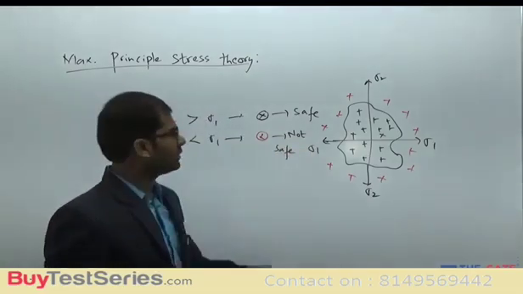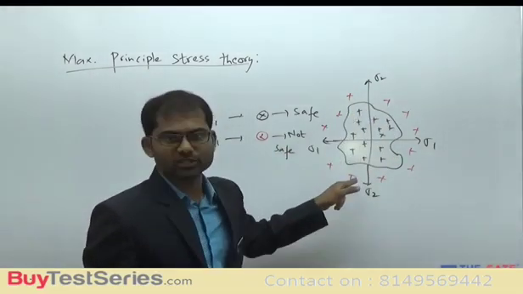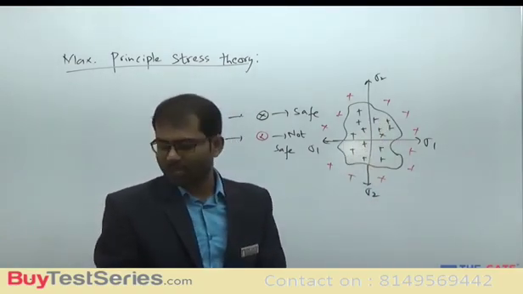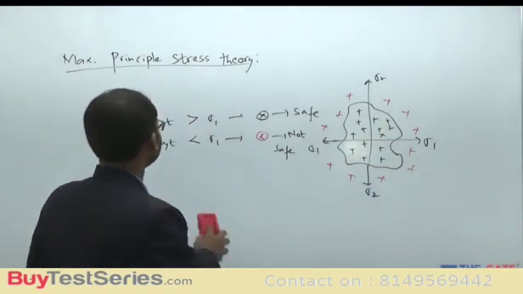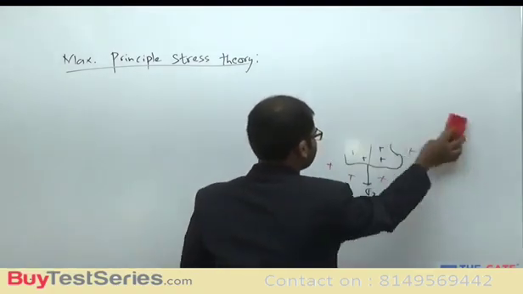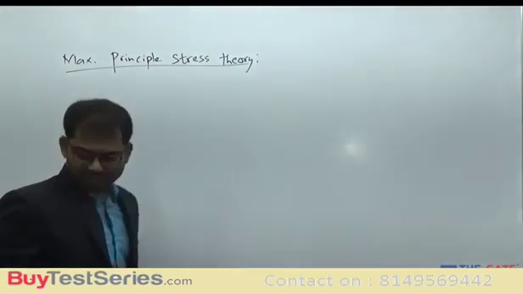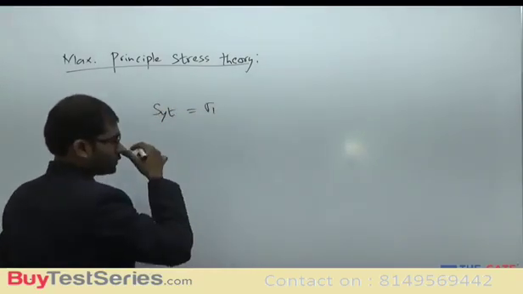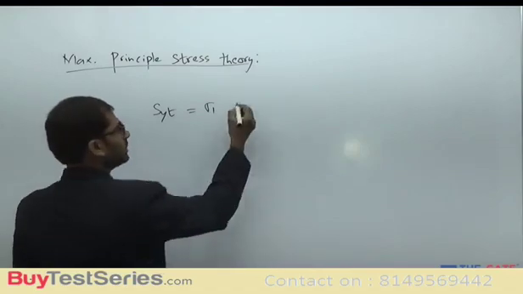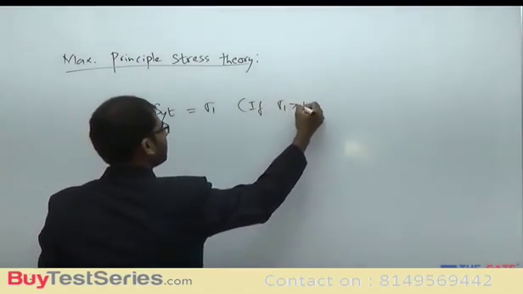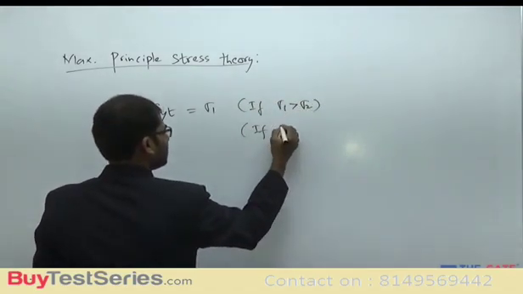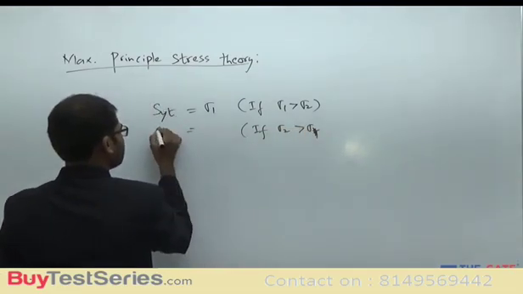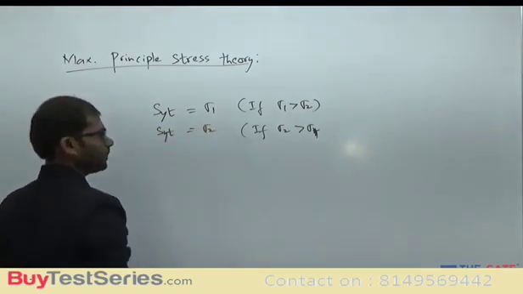So for every theory of failure, this region curve will be going on changing. The equation of the curve will be going on changing for each and every theory of failure here. I will draw it for this theory of failure now. So our theory of failure is having equation number 1, which is basically given as SYT is equal to sigma 1. This is a condition if sigma 1 is greater than sigma 2. If sigma 2 is greater than sigma 1, then your equation will become SYT is equal to sigma 2 here.